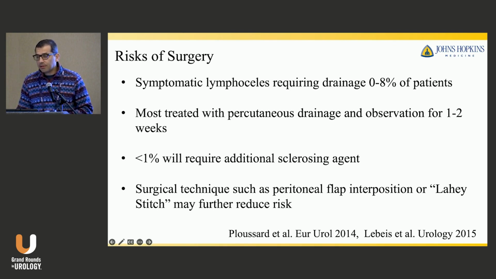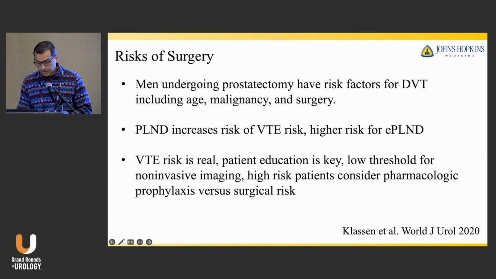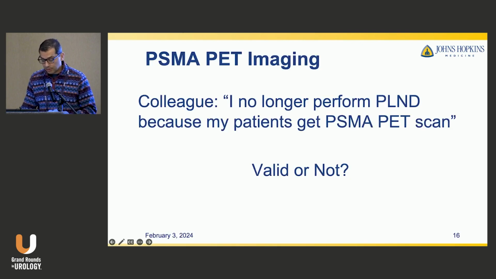The Lahey Clinic folks have discussed sewing the peritoneum onto itself to keep it open so that the lymph can drain into the peritoneum after a transperitoneal prostatectomy. And that technique seems to minimize lymphocele formation. DVT is another big one, and I think just keep that in mind. These patients can be at high risk for thromboembolic events, so have a low threshold for noninvasive imaging postoperatively, and of course consider pharmacologic prophylaxis.